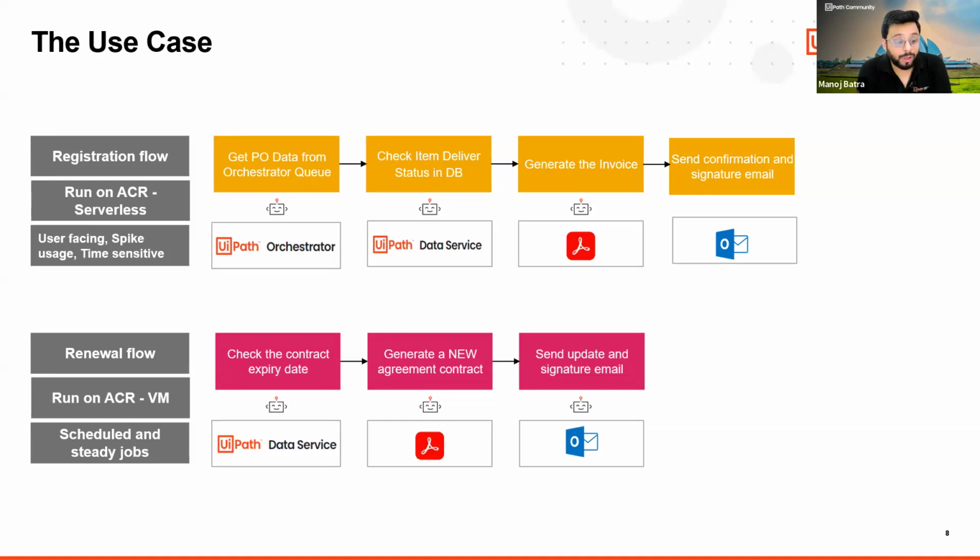The next use case is about this renewal workflow, which we are going to run on ACR VM. On this ACR VM, again, we have got integration with data services where we have created one table. First, it will check for the expiry of the contract, and if the contract has expired, it will generate a new agreement contract, using the normal Adobe services available within UiPath Studio, and then send an email to the individual using Microsoft services.